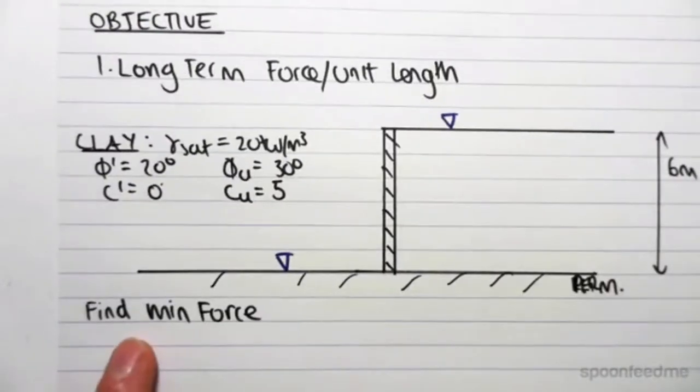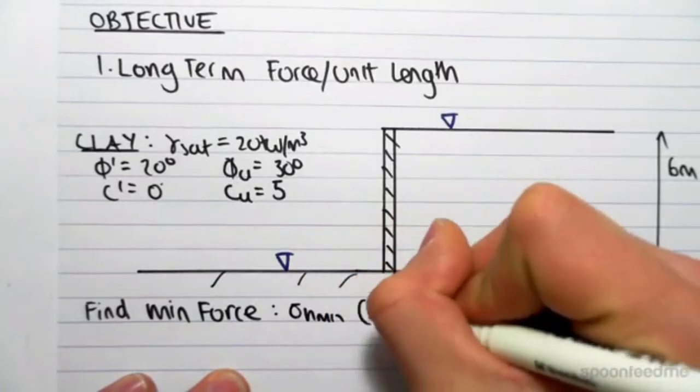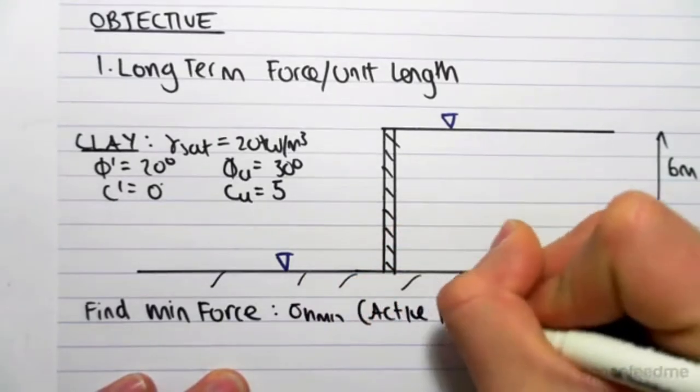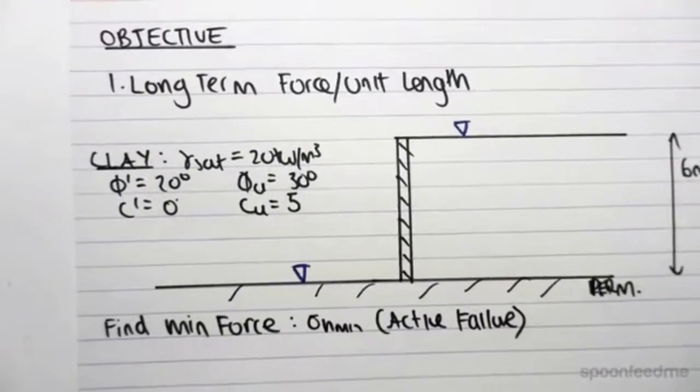We're asked to find the condition of minimum force. Minimum force was when we had sigma h min, and this was an active failure. So the minimum force is active. If they ask for the maximum force, it would be a passive failure.